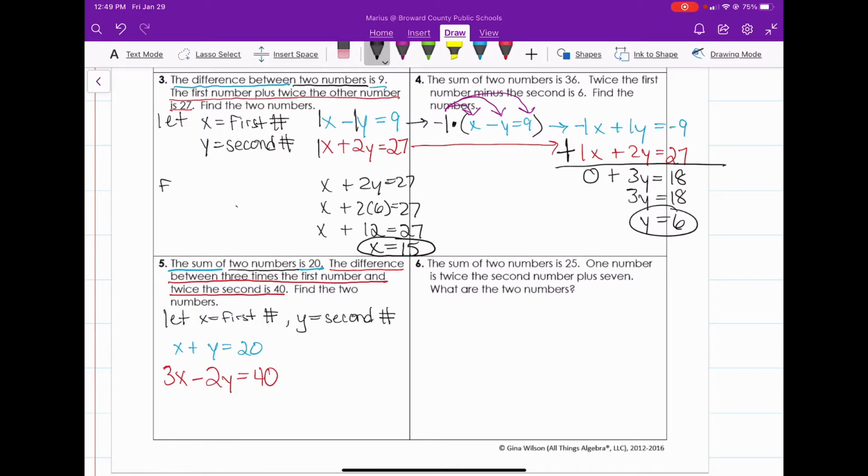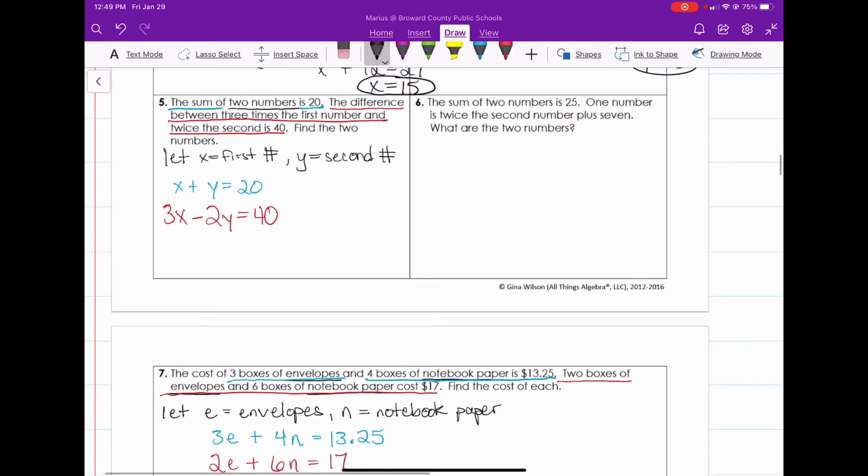So that means that the first number is 15 and the second number is 6. Okay. Number 5.